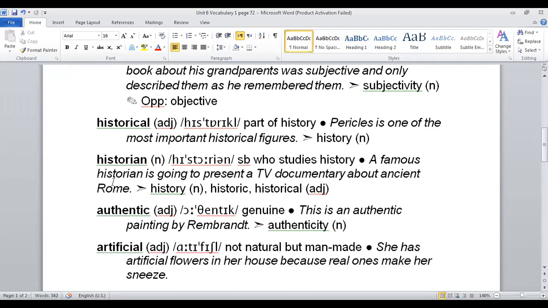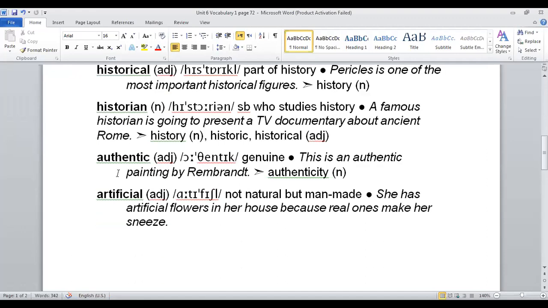After that, historical. Historical means part of history or related to history. Like historical novel, like historical film, and so on. And historian means somebody who studies history. This is called historian.